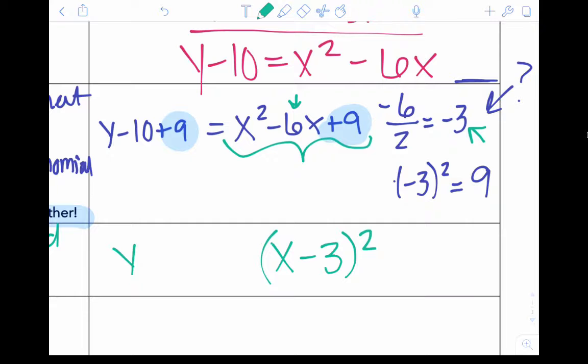And then on the left side of this, I have y minus 1, because negative 10 plus 9, I combine that to get negative 1. So right now I have y minus 1 equals the quantity x minus 3 squared.